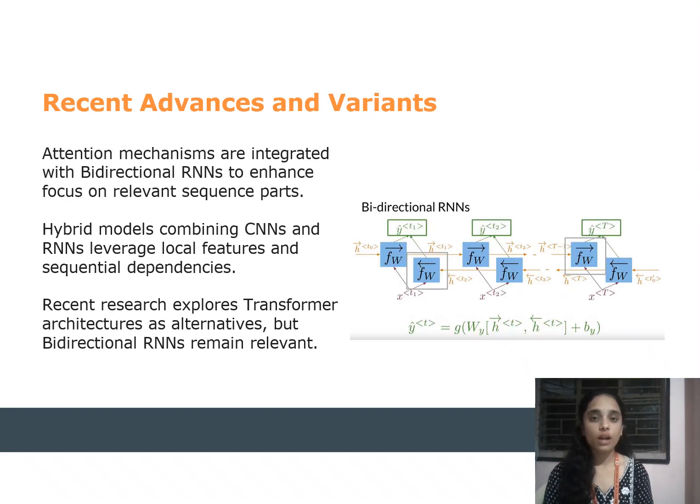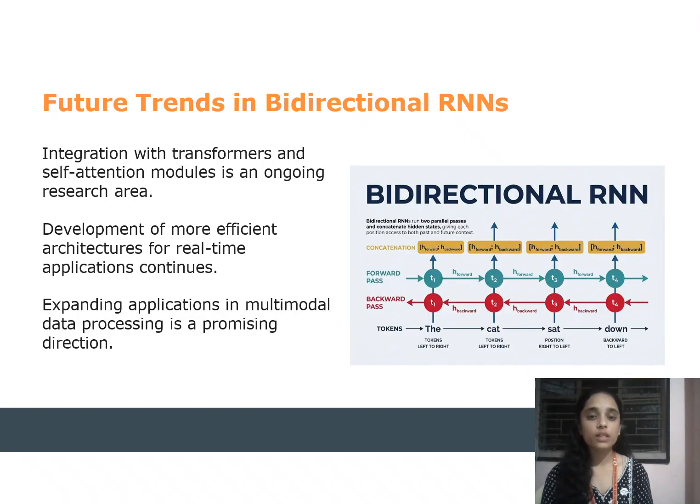Recent advances and variants. Attention mechanisms are integrated with bidirectional RNNs to enhance focus on relevant sequence parts. Hybrid models combining CNNs and RNNs leverage local features and sequential dependencies. Recent research explores transformer architectures as an alternative, but bidirectional RNNs remain relevant.